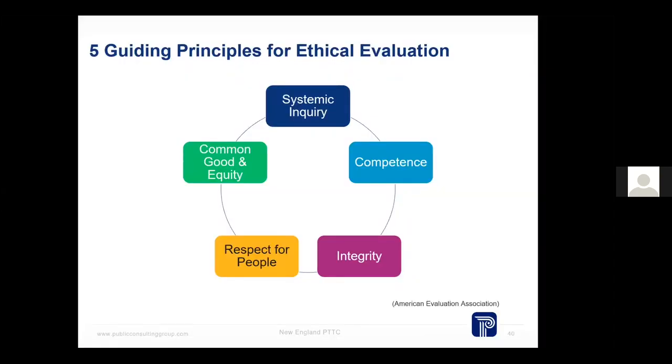The American Evaluation Association has identified five key components that are the guiding principles for ethical evaluation. That's a typo. The first should be systematic inquiry. So it's systematic inquiry, competence, which is making sure that you're a competent evaluator and you understand good evaluation processes and methods, integrity, right? So that's a no-brainer. Respect for people, and common good and equity.